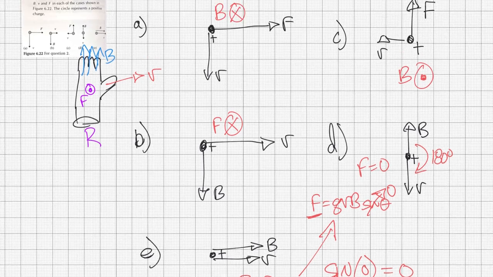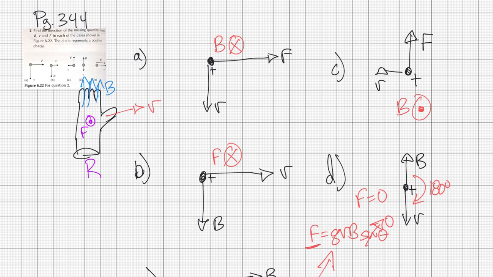Okay, so in these scenarios, A, B, and C all have a force acting or a magnetic field, whereas D and E both have a force of 0.